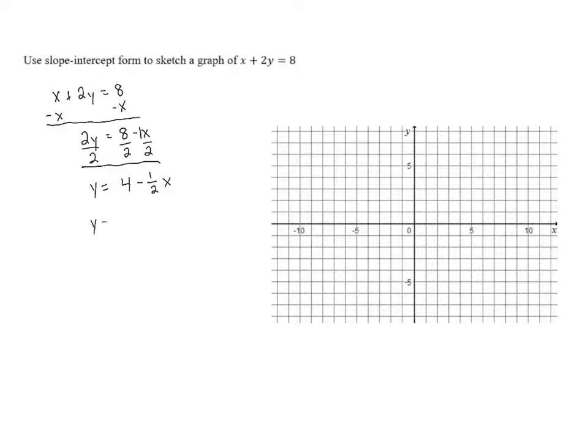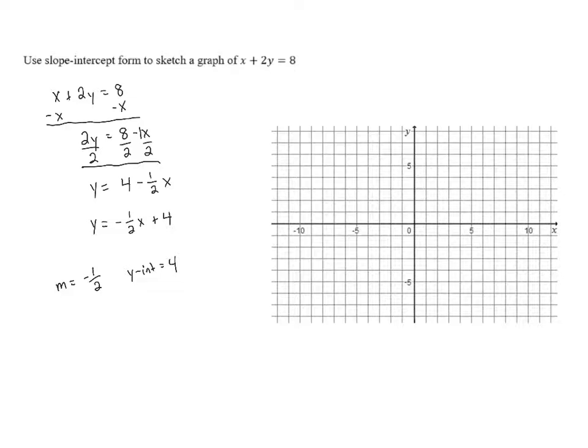But if we're actually putting it in slope-intercept form, we've got to put the term with the x first. So the negative 1/2 x is going to come first, and then that positive 4 is going to come second. Now that it's in slope-intercept form, we can see that the slope is negative 1/2. And then the y-intercept is positive 4. And we can use that to sketch the graph.